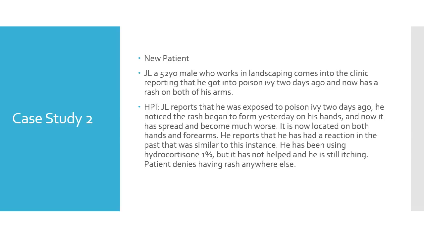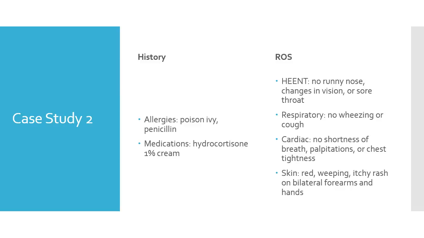He reports that he has had a reaction in the past that was similar to this instance. He has been using hydrocortisone 1%, but it has not helped, and he is itching. Patient denies having the rash anywhere else. So he has a history of poison ivy allergy, allergies to penicillin, and he is currently using hydrocortisone 1% cream, but nothing else. His review of systems shows no runny nose, no change in vision, no sore throat, no wheezing or coughing, no shortness of breath, palpitations, chest tightness. He has a red, weeping, itchy rash on bilateral forearms and hands.